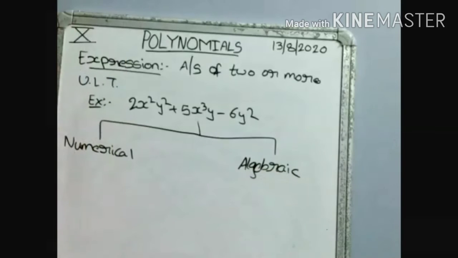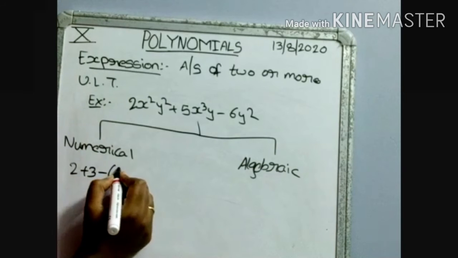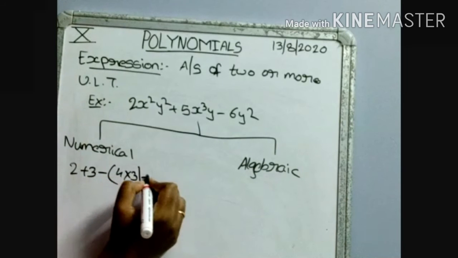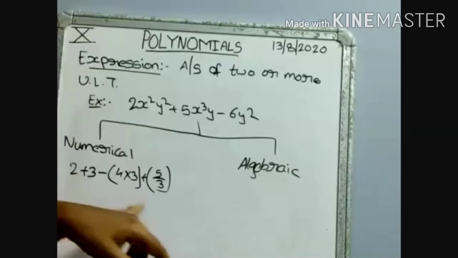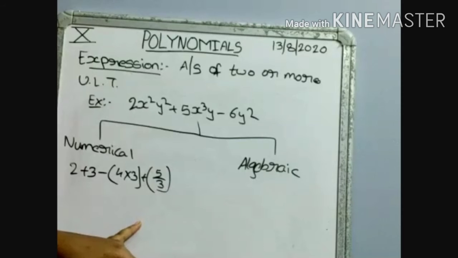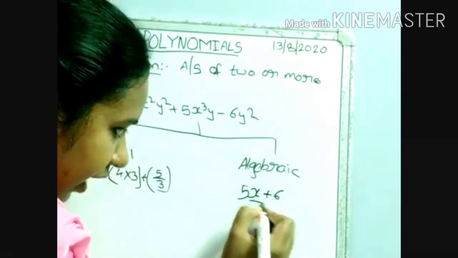See, already in the previous class we discussed that in a numerical expression only numbers will be there. In this, suppose take 2 plus 3 minus 4 into 3 plus 5 by 3, whatever it may be. Like that, only numbers will be there. It is called a numerical expression. And algebraic expressions, what do they mean? They compulsorily have variables. Then it is called an algebraic expression. See the example 5x plus 6. Here x is the variable.